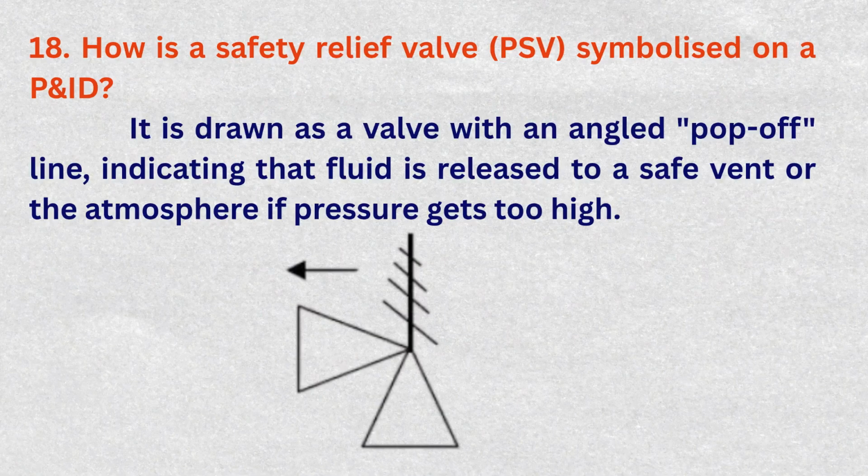How is a safety relief valve, PSV, symbolized on a P&ID? It is drawn as a valve with an angled pop-off line, indicating that fluid is released to a safe vent or the atmosphere if pressure gets too high.